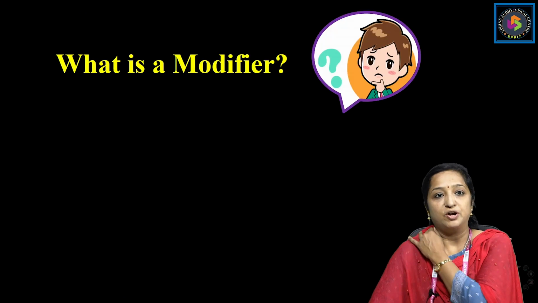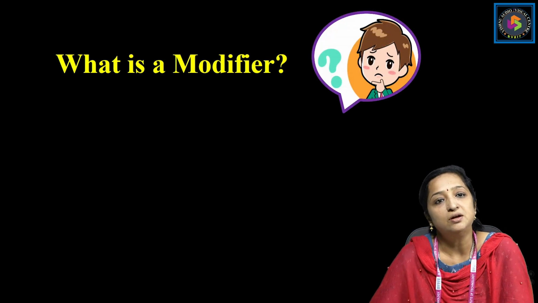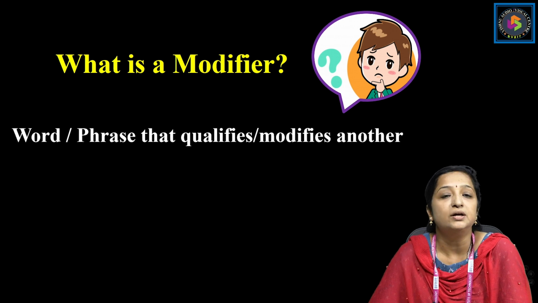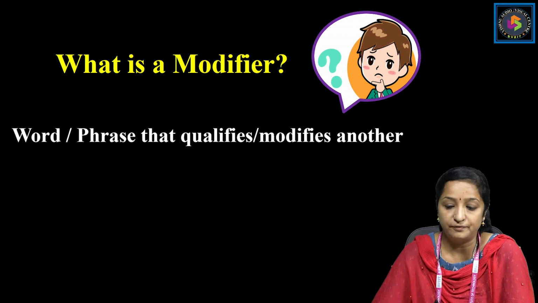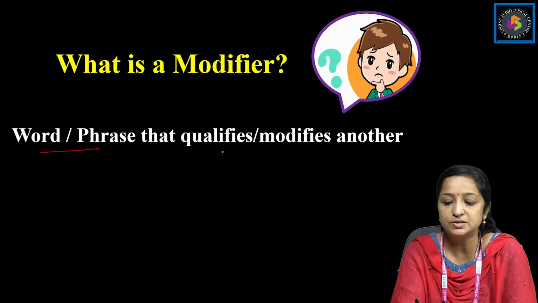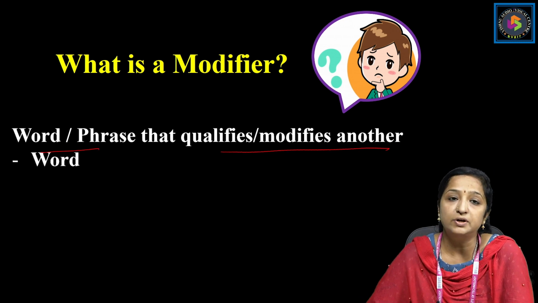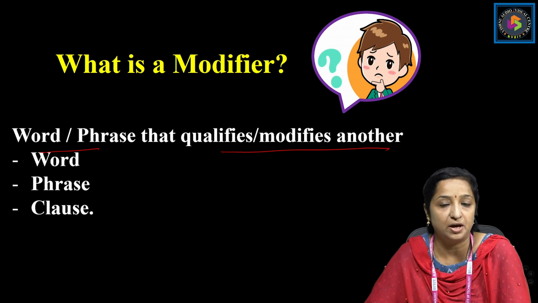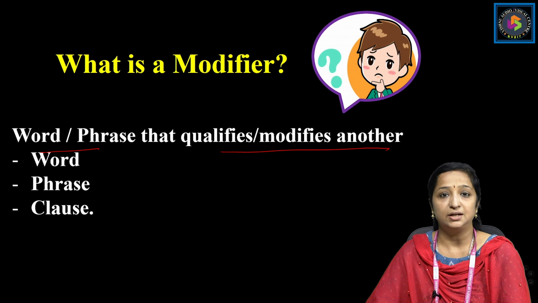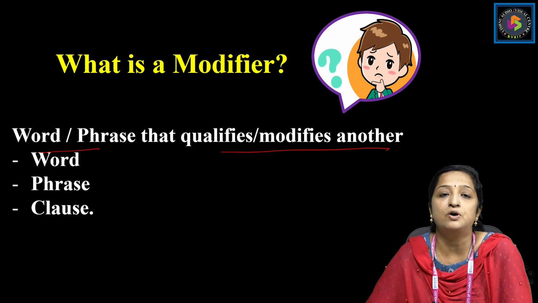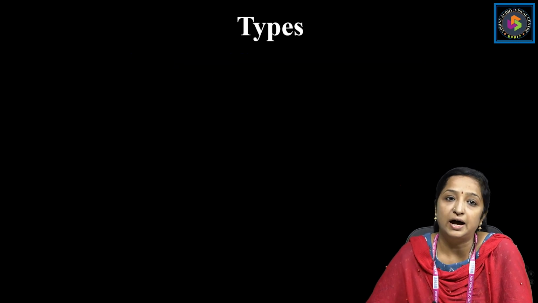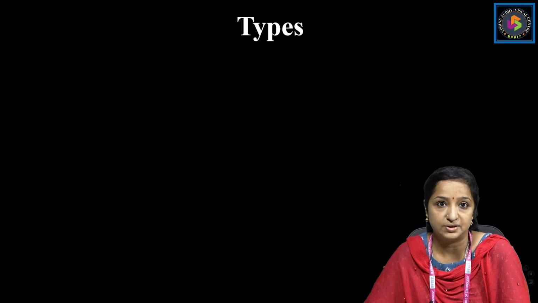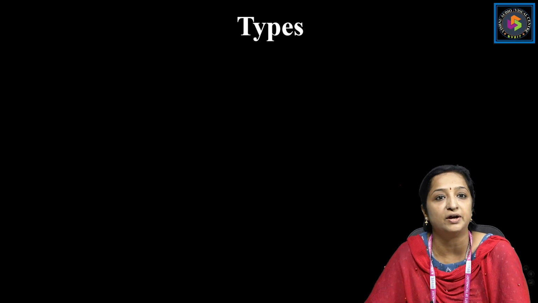Before going to misplaced modifiers, let us know what a modifier is. A modifier is a word or a phrase that qualifies or modifies another word, phrase or a clause. This is said to be a modifier. Now let us learn what the different types of modifiers are. Here we have three different types of modifiers. One is an adjective modifier, the next is an adverb modifier, and the third one is modifier phrases.